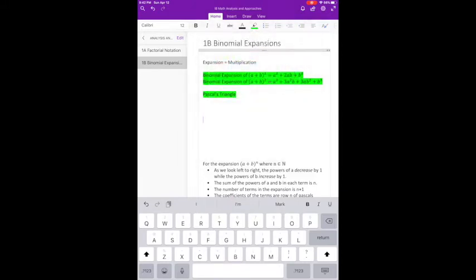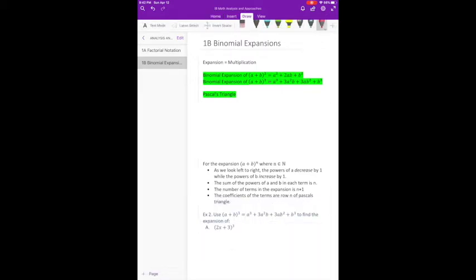Binomial expansion of a plus b to the second is a squared plus 2ab plus b squared. The binomial expansion for a plus b to the third is a cubed plus 3a squared b plus 3ab squared plus b cubed. So I got those just by multiplying those out. A plus b to the third would be like a plus b times a plus b times a plus b.